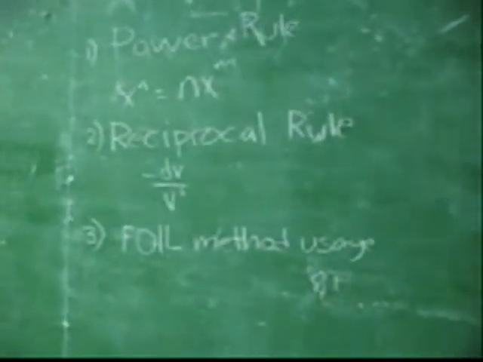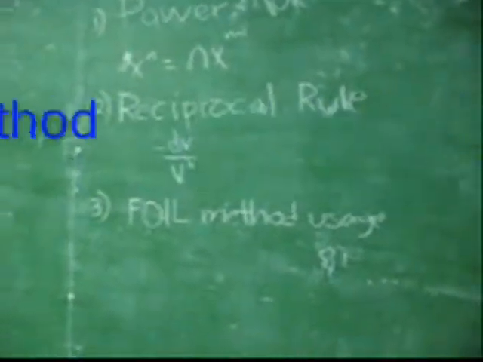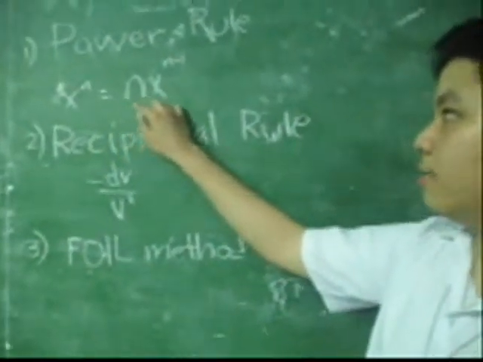This is Roberto Gamboa IV from 4th year Archimedes, who will explain the power rule, reciprocal rule, and FOIL method usage. First, I'll discuss the power rule. So this is the equation. The derivative of x raised to n is equal to n times x raised to n minus 1. So I have an example.